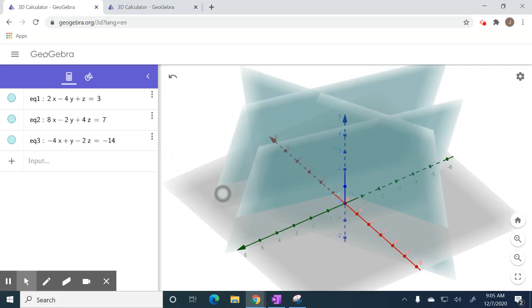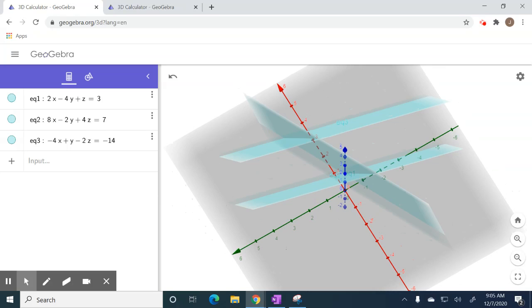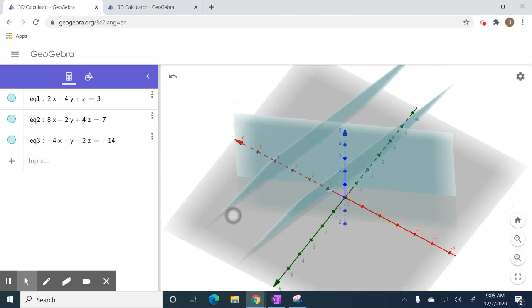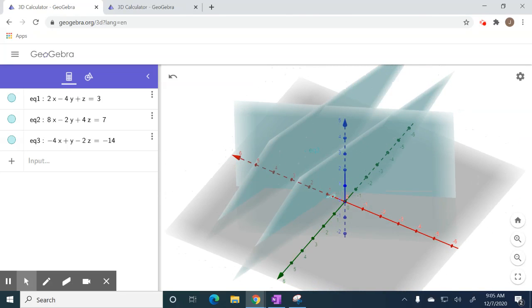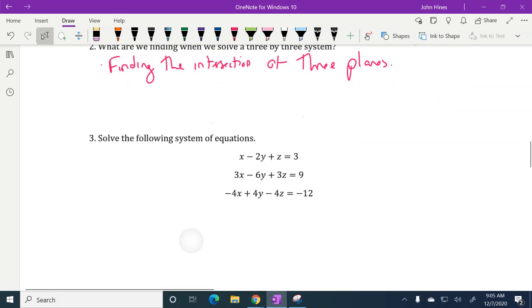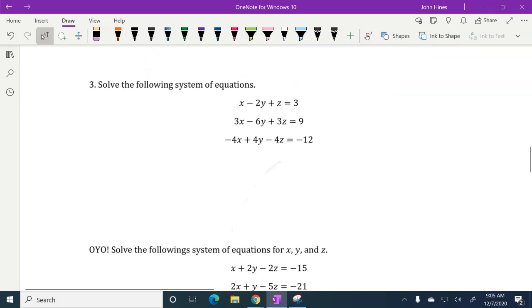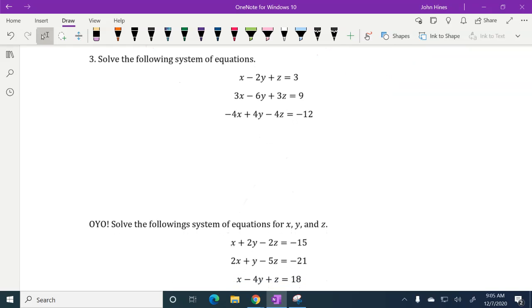So if you look on the front cover of your book here, we're finding that point of intersection. In this case, it didn't exist because those 2 planes were parallel. So we're finding the intersection of 3 planes. That's what we're actually doing when we solve this system of equations.